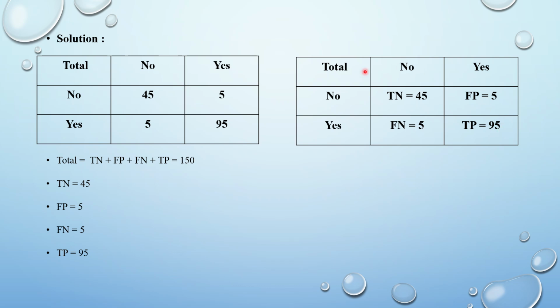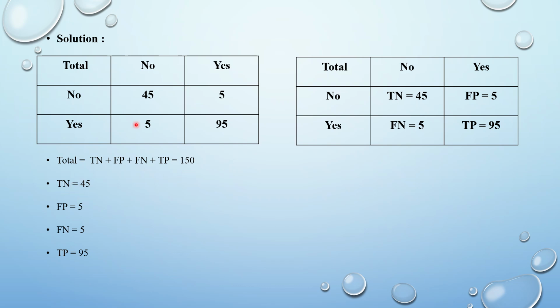So first we find the total. Total is equal to TN plus FP plus FN plus TP, which is 45 plus 5 plus 5 plus 95. After adding all these four terms, we get 150. So the value of total is 150.